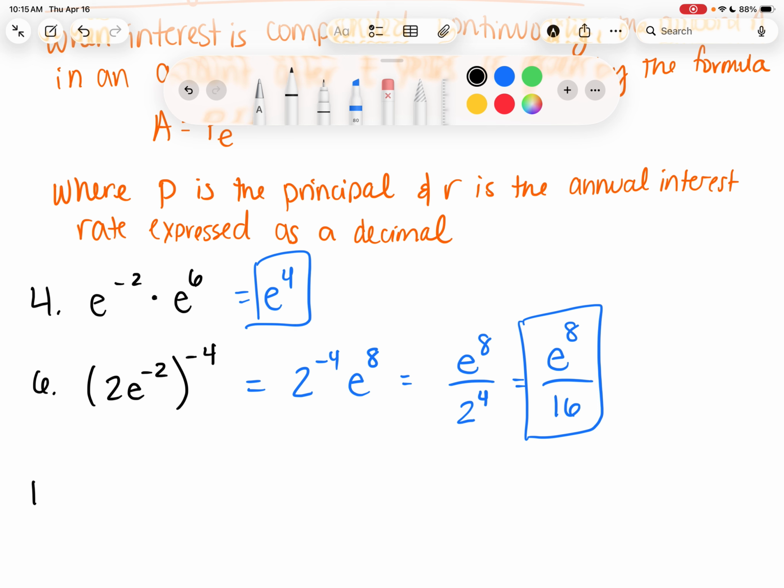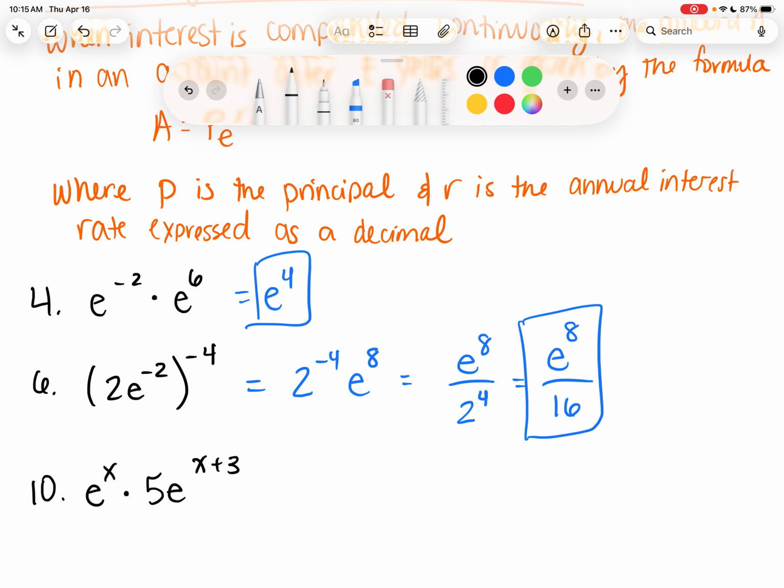Number 10. e to the x times 5e, sorry, to the x plus 3. What's different about this one? We have an exponent that's x plus 3. These also, one is 5e and one's just e to the x, right?